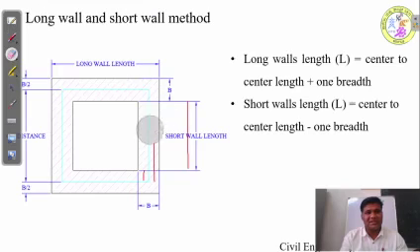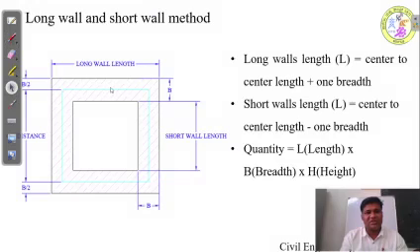This is the basic calculation for finding the lengths of long wall and short wall, and ultimately the quantities will be calculated as length into breadth into height. If the thickness of the layers is greater than 15 centimeter, generally I take it in cubic meters, and less than 15 centimeter or 100 centimeter, based on the type of the item, I consider it in cubic meters or square meters.